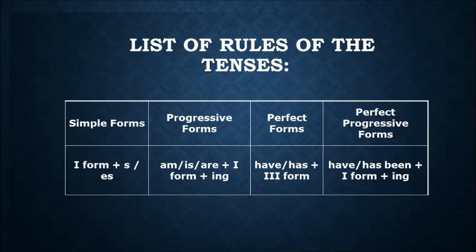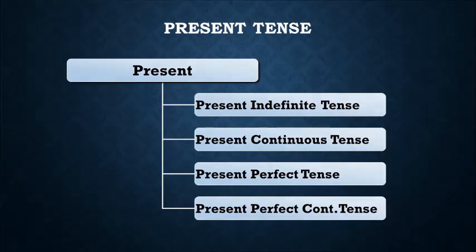That is third form. Go, went, gone. And then last, perfect progressive form. In other words, you can say that is present perfect continuous tense. In this case, we use has, have plus been plus verb's first form plus ing. That is, I have been going to school. Right. So, that's it. And now taking them one by one with examples.